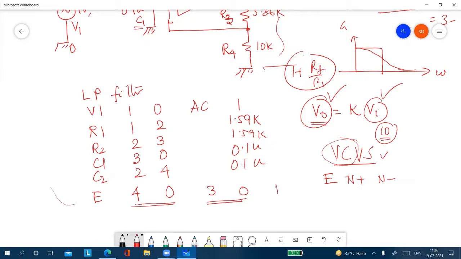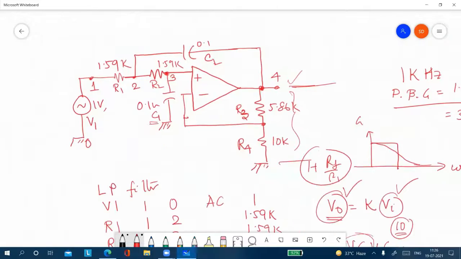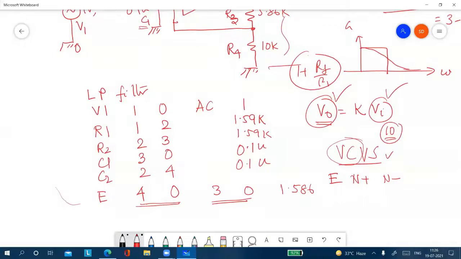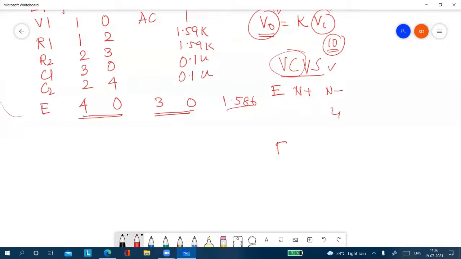And what is the voltage gain? The gain is 1.586. That is the formula you know. For a Butterworth filter, its gain is 1. If the passband gain is 2, you write 2. If the passband gain is 4, you write 4. So in other words, E name is the voltage control voltage source, its symbol is E. It is connected between N plus and N minus, and it depends on NC plus, NC minus, and then you write the gain. That is the statement for a voltage control voltage source.